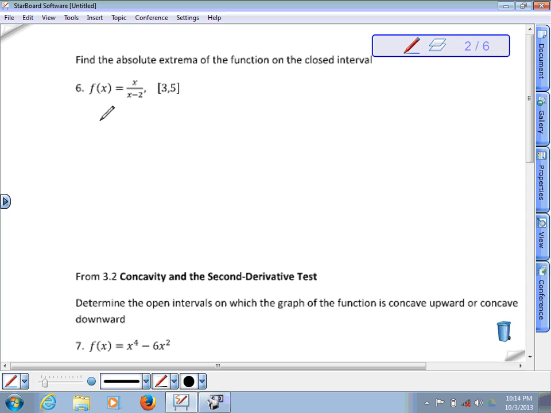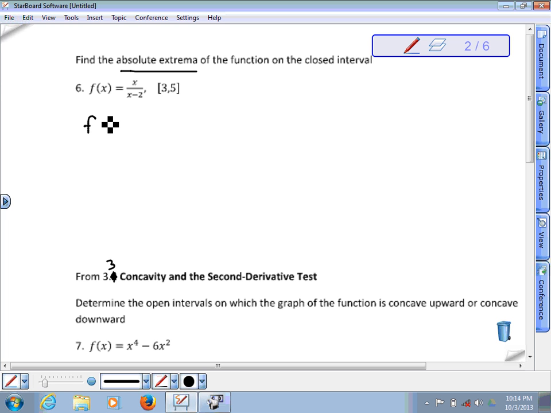Question 6 is also from 3.2. This was labeled incorrectly. That should be a 3.3, which talked about concavity. Anyway, question 6: find the absolute extreme. This is a similar process, but now we also have to consider the endpoints as being one of the extreme values of this closed interval, not just the critical values.